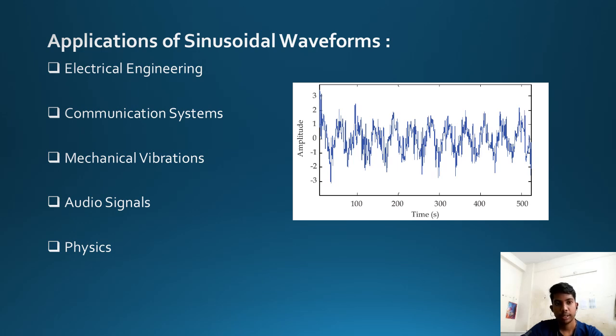Another application for sinusoidal waveforms is audio signals. The example for this is sound waves. Pure tones are sinusoidal in nature and they form the basis for synthesizing and analyzing complex sounds. Another example for audio signals is speakers and microphones. These devices convert electrical signals into sound waves, often sinusoidal in character.